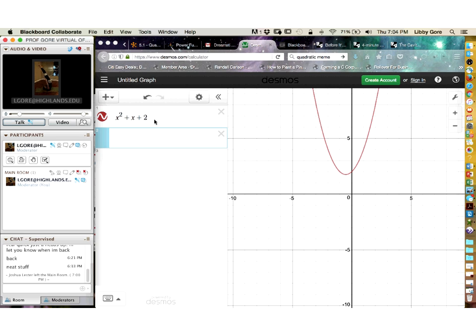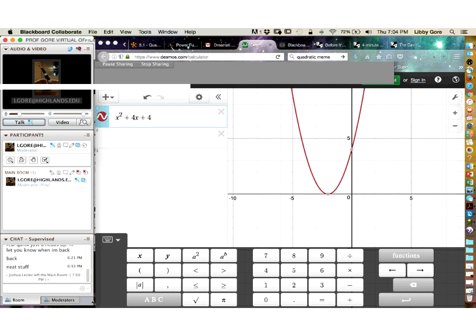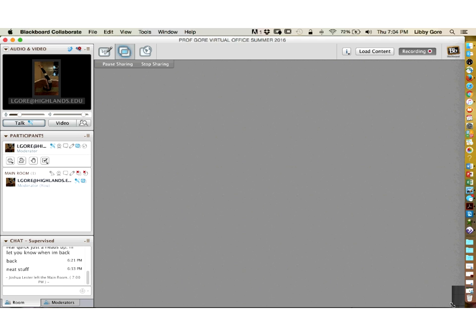And real quick, if I graph this, I'll show you it touches the x-axis right at the vertex. X squared plus 4x plus 4 has one solution right there at -2. So the discriminant doesn't tell you what the solution is. It just tells you how many and what type to expect. So when you get 0, it's one rational solution.